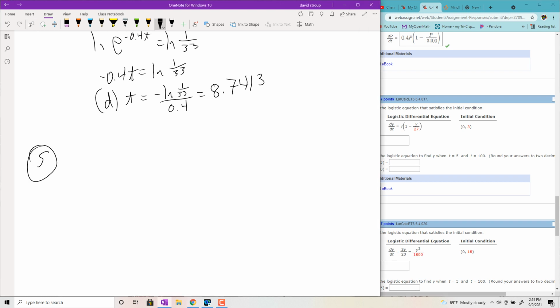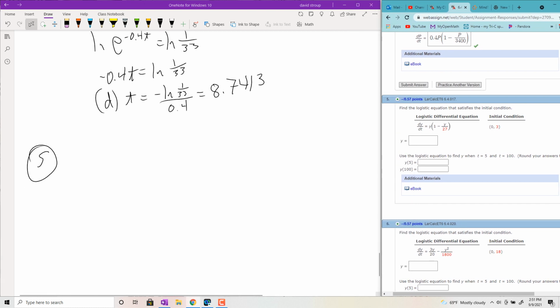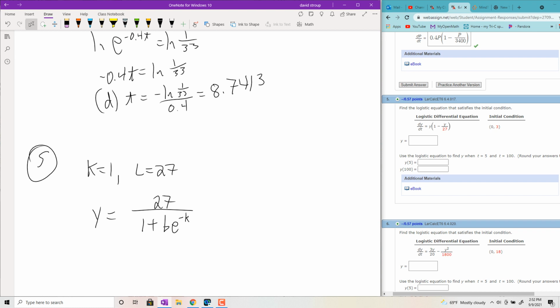I'm curious to see how this number 5 works. I've not seen this problem before. It seems like you just read k equals 1 and L equals 27 right off that. Then your logistic equation should be 27 all over 1 plus, oh, you don't know the b value, b e to the negative kt, so to the negative t. You use the initial value to solve for the b value.